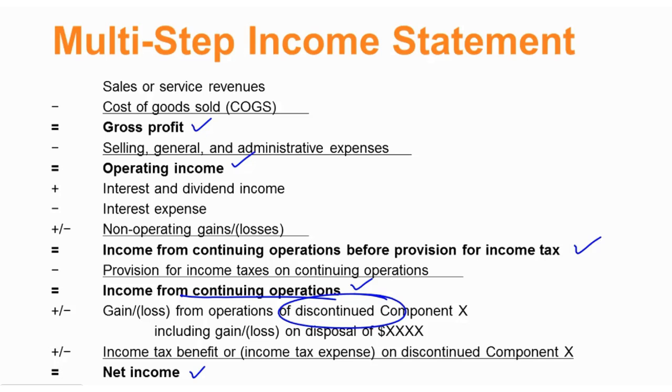Now, as we go through the rest of the exam, we'll talk about gross profit, we'll talk about operating income, we'll talk about how these numbers are being calculated. But this is what we have in the multi-step income statement.